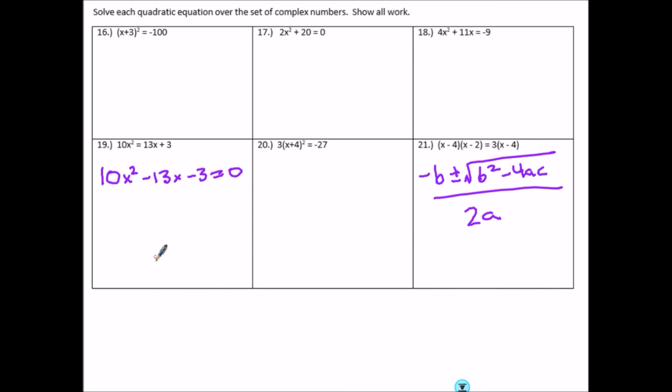Now this could factor, and if I were to use factoring, I'd end up with the final factors of 5x + 1 and 2x - 3. Oh, sorry, that should be 2x - 3. Which means my final solutions will be negative 1/5 and positive 3/2.